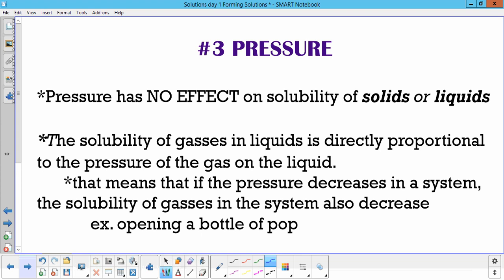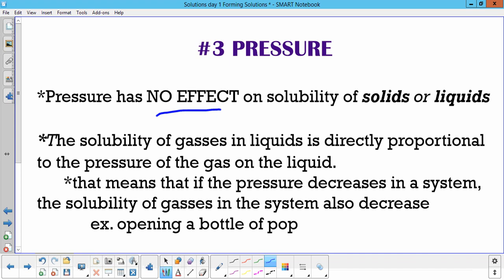The last one that's going to affect the solubility is pressure, and pressure is only going to be a factor if we're trying to dissolve a gas into a liquid. It has no effect if we're trying to dissolve solids or liquids. The only thing that can be affected by pressure is gases. Now, there is a law called Henry's law that talks about the solubility of gases into liquids, and it basically says that if I double the pressure, I can dissolve twice as much. If I triple it, I can dissolve 3 times as much.